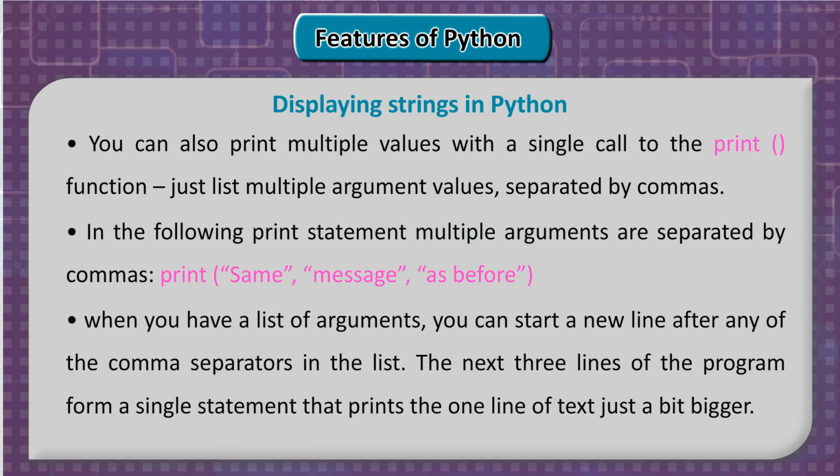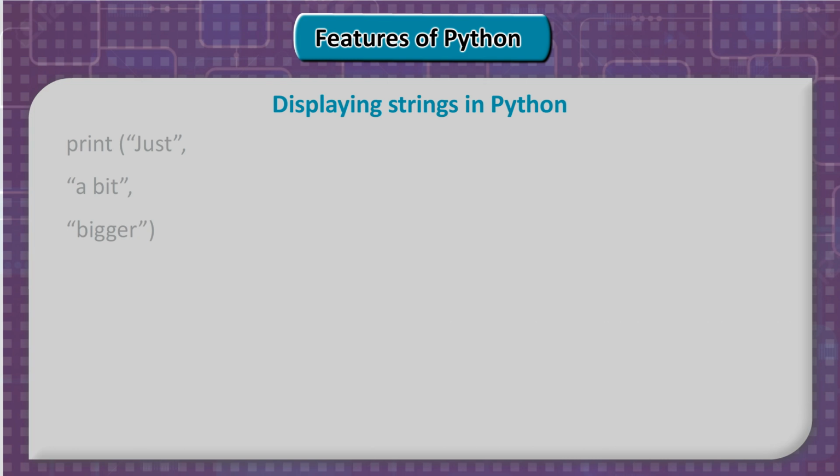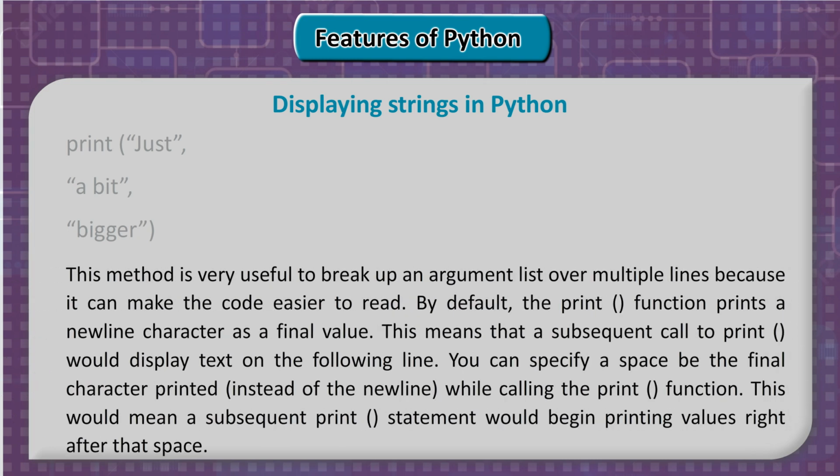When you have a list of arguments, you can start a new line after any of the comma separators in the list. The next 3 lines of the program form a single statement that prints the one line of text, just a bit bigger. Print, just a bit bigger. This method is very useful to break up an argument list over multiple lines because it can make the code easier to read.